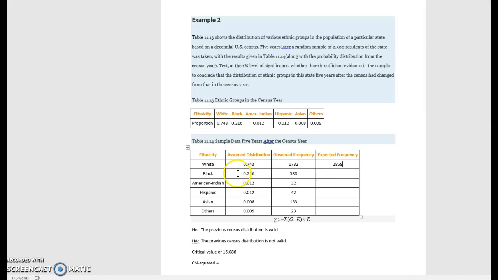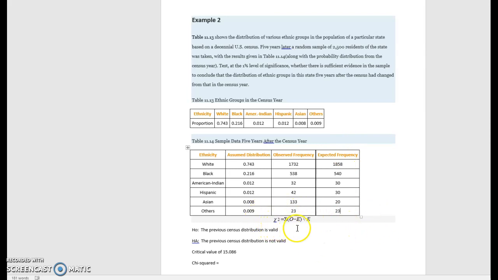And then let's do the same thing for the black population. 0.216 times 2,500, we should get 540. 0.012 times 2,500, we should get 30. Same thing for this one, since it's the exact same probability. 0.008 times 2,500 will give us 20, and 0.009 times 2,500 will give us 23. So there's our expected frequencies.